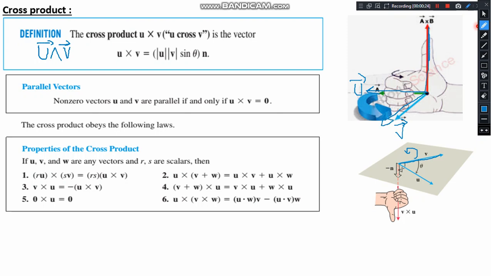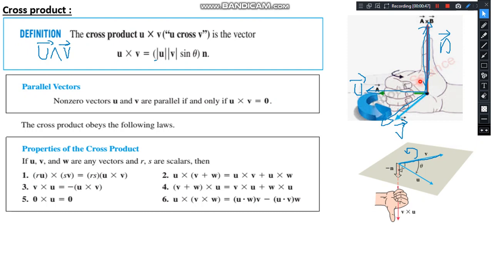vector perpendicular to v and u, and it's normal, which means normal to vectors u and v. The length of this vector is the absolute value of u times the absolute value of v times the sine of the angle in between. This is the length times the unit vector of its normal, and the vector n here is perpendicular to u and v.